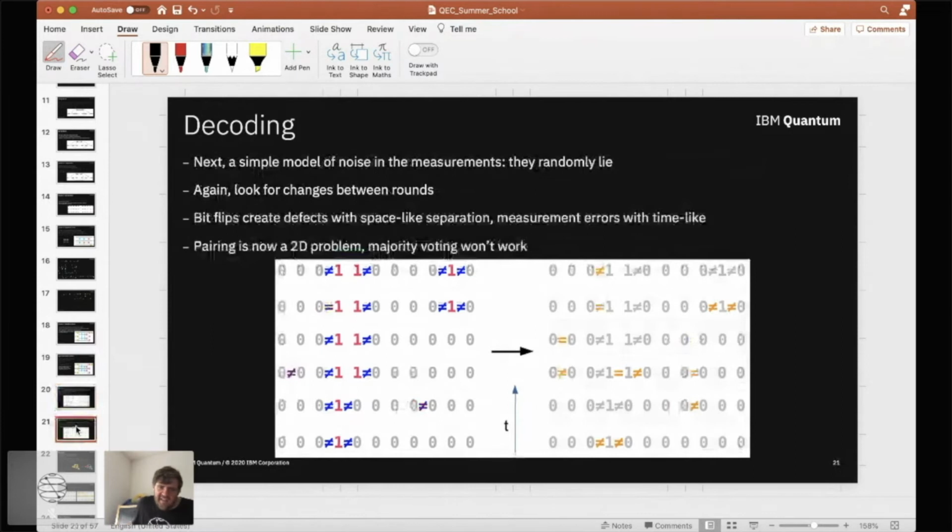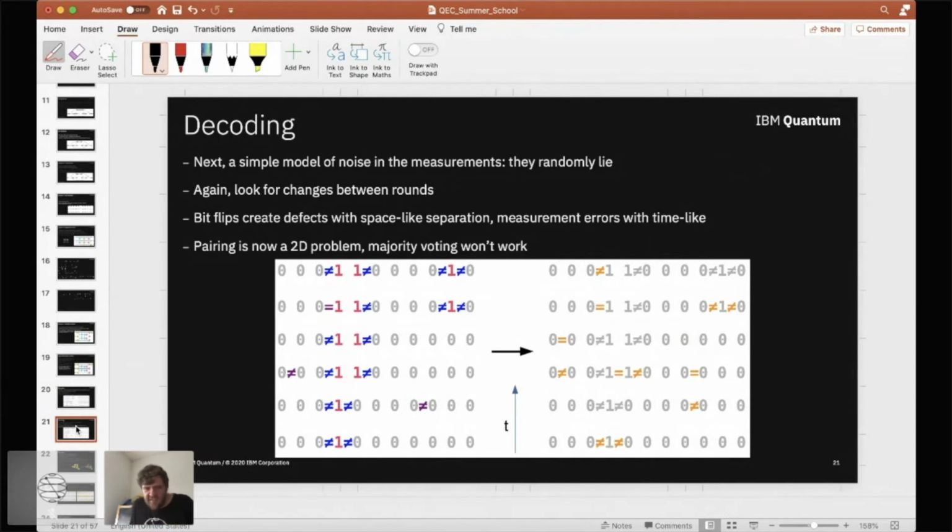Now, let's introduce something more realistic. For example, what if when we made the syndrome measurements, they didn't happen perfectly? Before, we've been assuming that when we make these syndrome measurements, they happen perfectly, and then between different rounds of syndrome measurements, errors can happen. Well, let's assume now that the syndrome measurements do not happen perfectly, but some things can go wrong with them. So as a very simple model, we'll just assume that sometimes they lie.